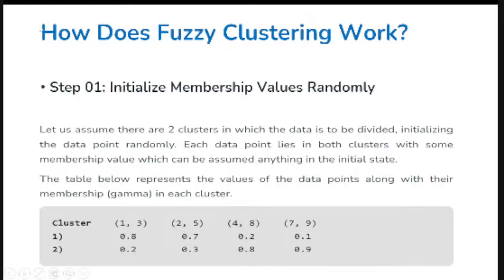Take the random values from the table. You can take your own values, but take them below 1 and above 0, that is, between 0 and 1.